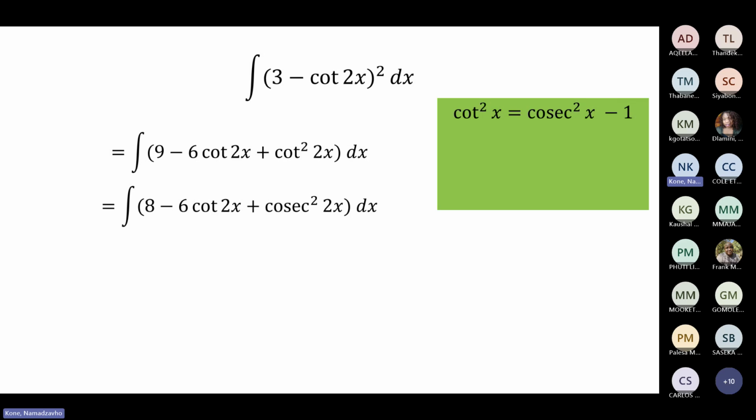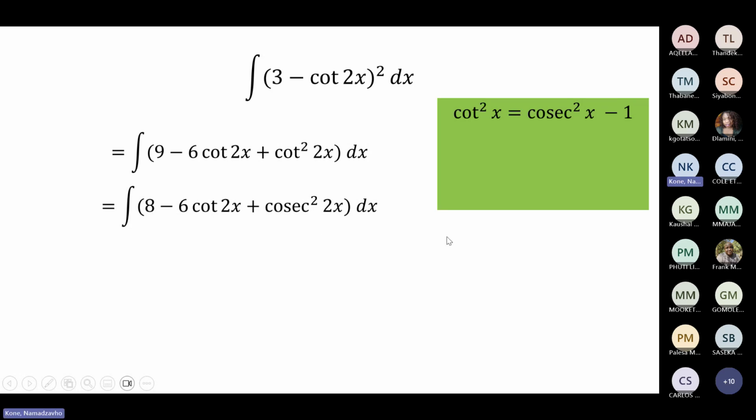The 8 that you see there is coming from that minus 1 that we have in the identity. So when we replace cot squared with cosec squared x minus 1, then the minus 1 will be added to the like term, which is 9, and 9 minus 1 is 8. That is where you get this 8. The minus 6 cot 2x remains as it is. Now, in place of cot squared, we will have cosec squared 2x. And this one has got an integral.